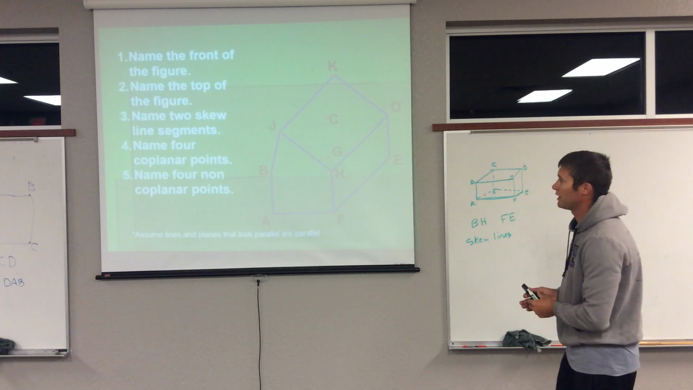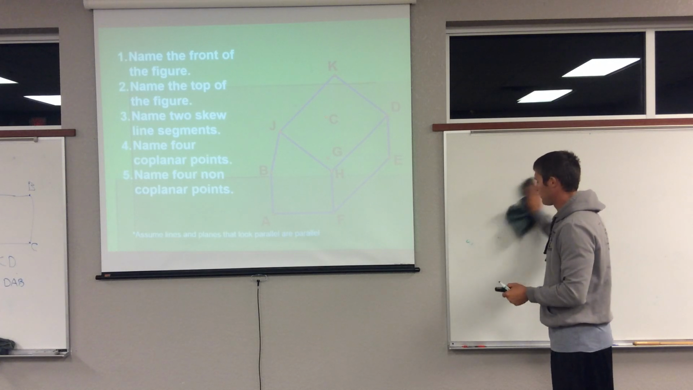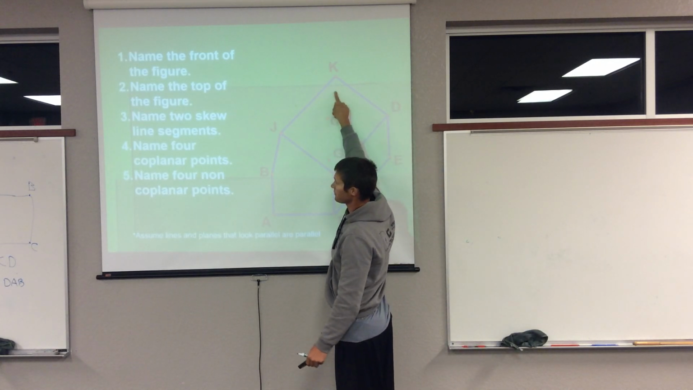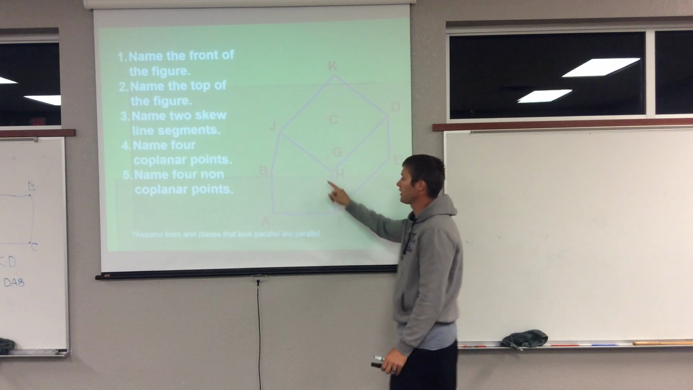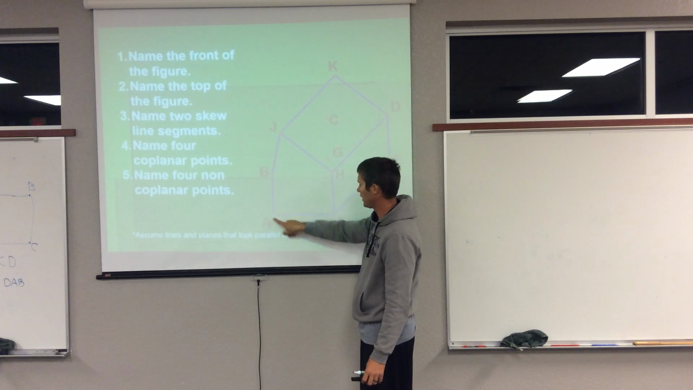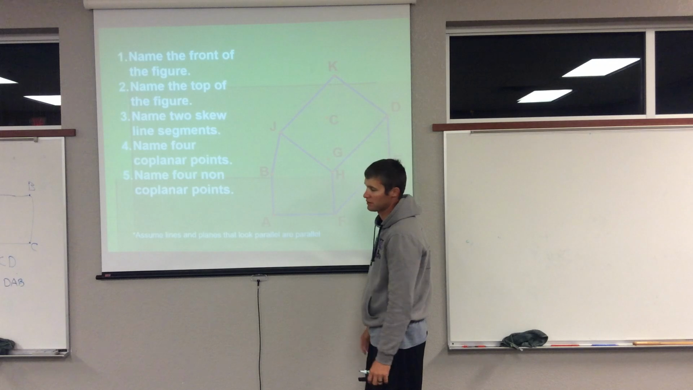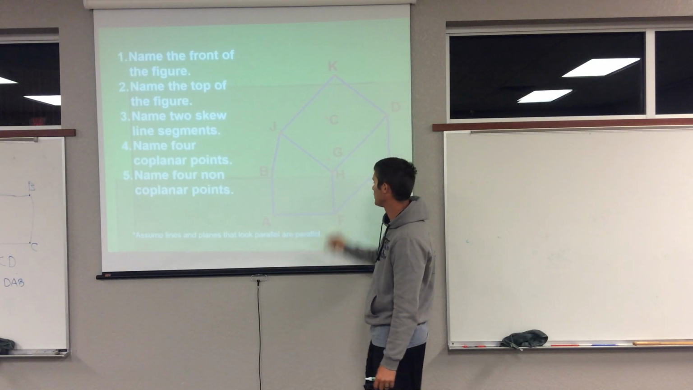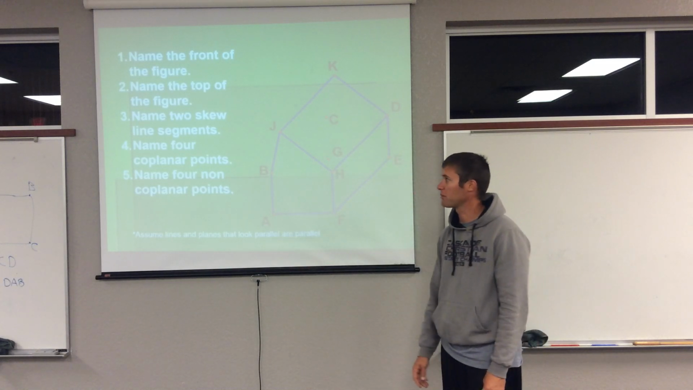Alright, so we want to name the top of the figure. So if you look at the figure, the top part, you could say JK. I'll name the front of the figure. So we could name it's this plane right here. So we could say A, B, J, and H. We could say HFAB. We could say HFA. Alright, that's from yesterday. We're just naming the plane.